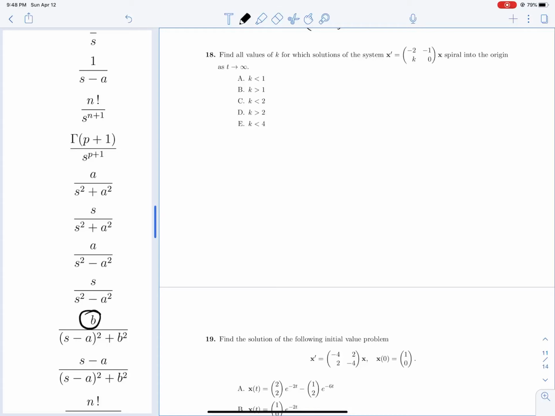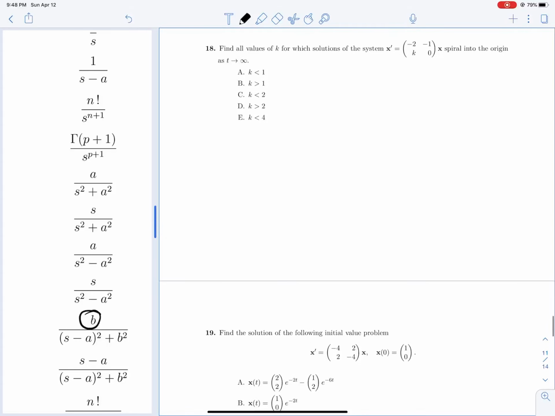18, find all the values for k for which the solutions to this system spiral into the origin as t approaches infinity. So this is all to do with the signs and the real or imaginary parts of our eigenvalues. So for this specific case, spiraling into the origin, we need a negative real portion of our eigenvalues and then our conjugate imaginary pair to add the little spiral to it.